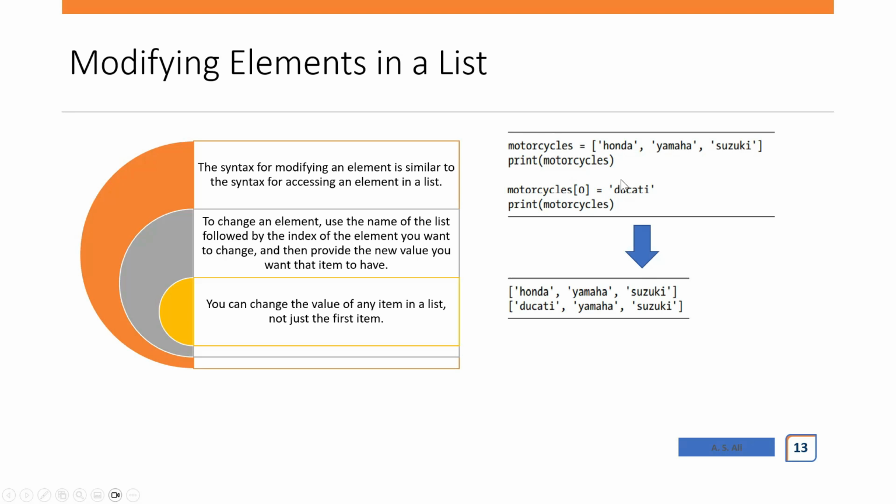I'm selling my Honda to get Ducati, or I'm just swapping it with a friend. So I'm saying motorcycles 0 is no longer Honda, but now it is Ducati. So motorcycles[0] equals Ducati. Now, if you print motorcycles, you will see that your list has changed from Honda, Yamaha, Suzuki to now Ducati, Yamaha, and Suzuki. So this is how you modify elements in a list. You just indicate which element you want to change, and assign a new value for that element, and that will replace the previous element.